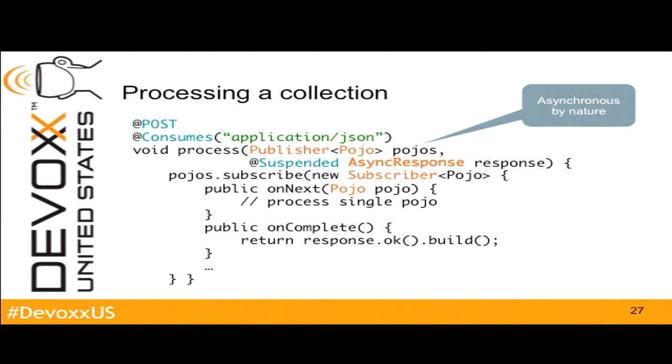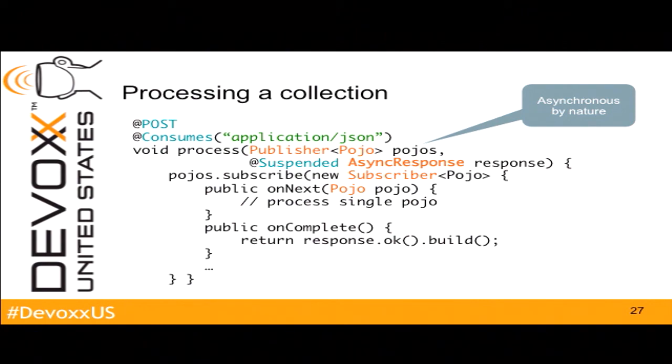And so we inject the response that we can then pass to whoever is going to be responsible for producing that. Then, since in this simple example all we're going to do is subscribe a new subscriber for those POJOs, which is part of the application code, anytime we get a new POJO, we can process it and do whatever we need to do with it. And finally, when we get informed that there are no more POJOs coming from the publisher, we can use the response object to return the response and say, we're done.